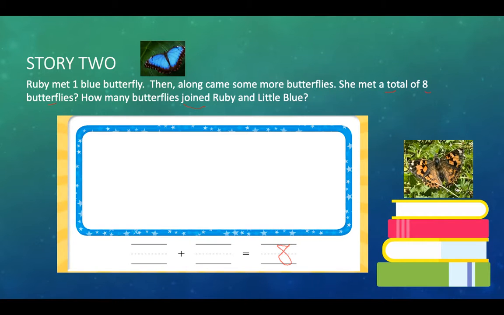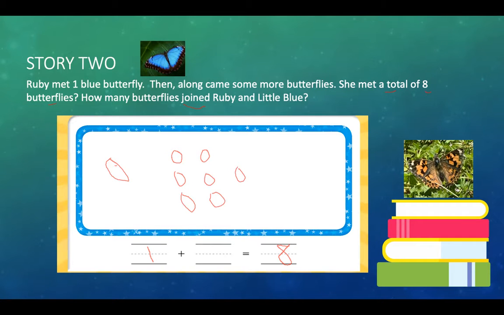We know first she met Little Blue. That was the first butterfly she saw, 1. But then some more came. We've got to get from 1 and then all the butterflies along the way that she saw, all the way to a total amount of 8. I'm going to figure that out by starting to count here with this 1 and then keep drawing and counting. 1, 2, 3, 4, 5, 6, 7, 8.